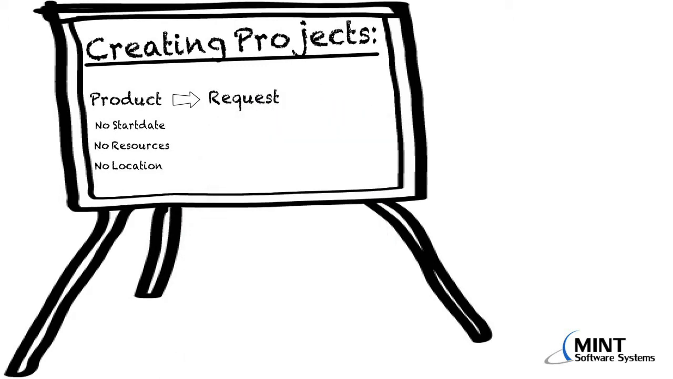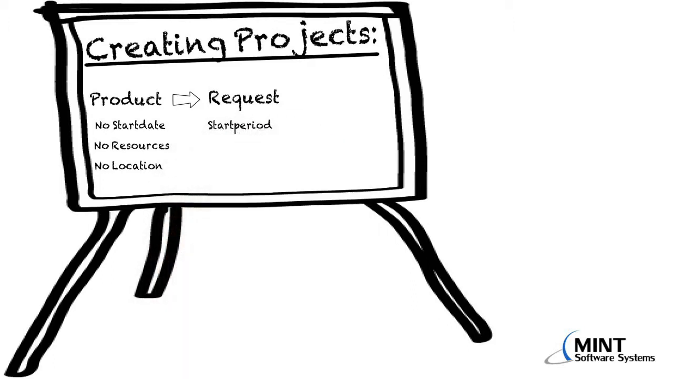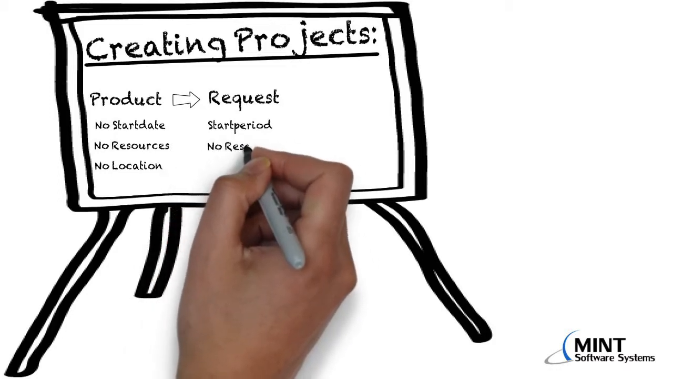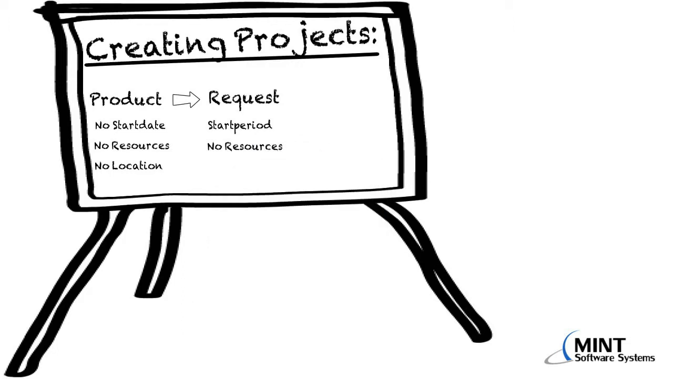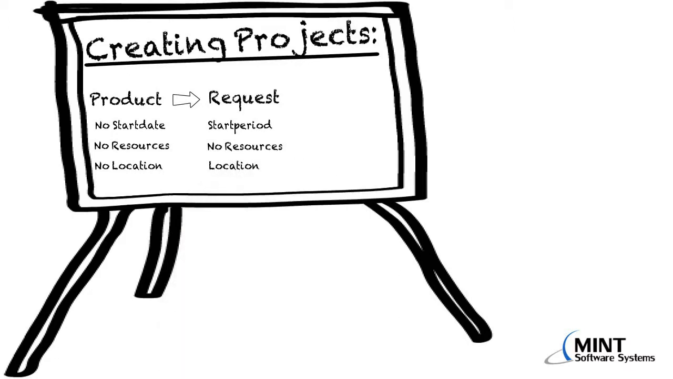A request now is something that does not necessarily have a start date, but a start period. You can tell the system, I want these 15 classes in May or in the month of June. You have no resources yet, but you have to tell the system where you want the training to happen. What is the location? So this is now our request, 15 requests exactly.